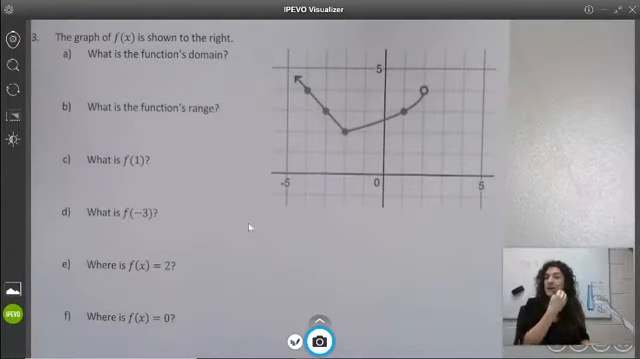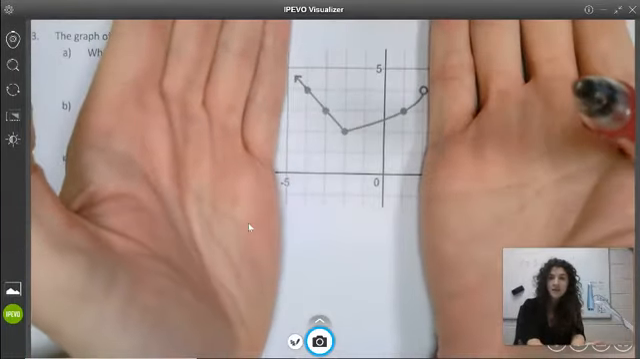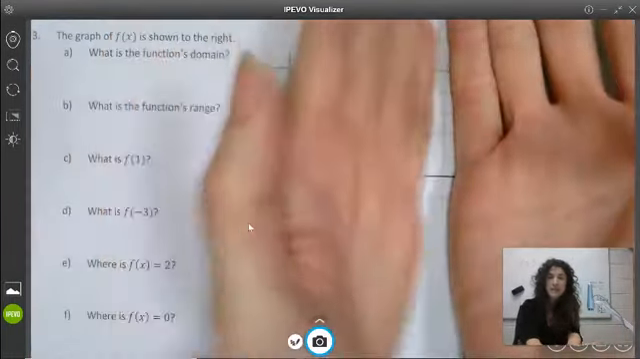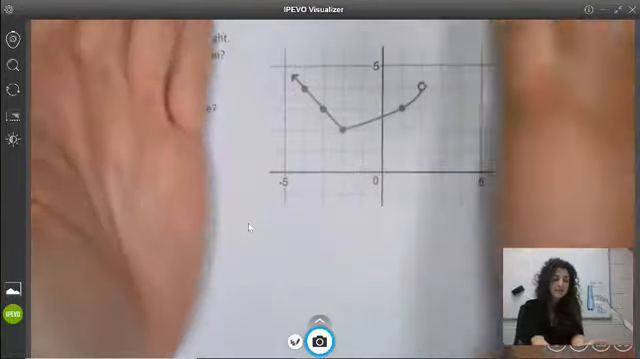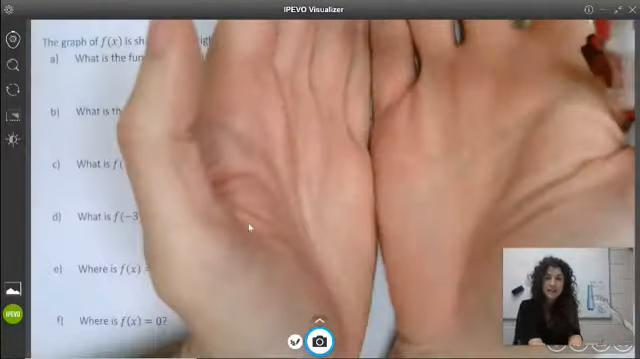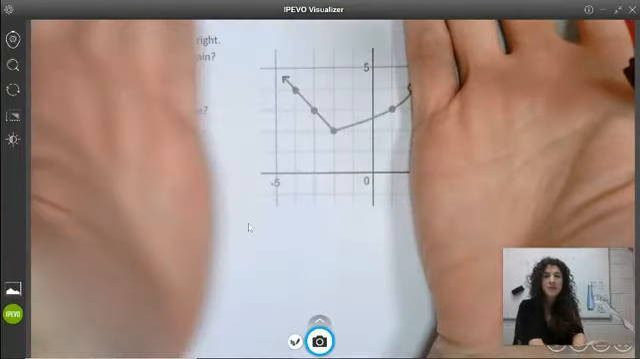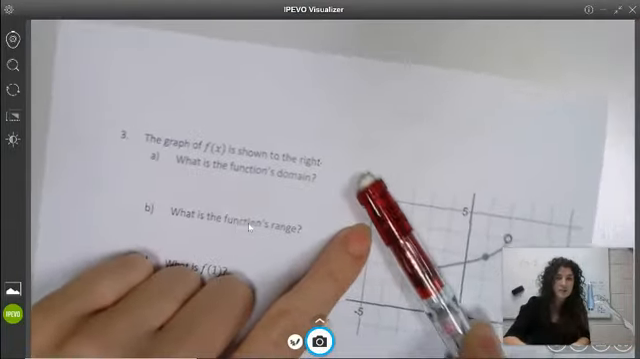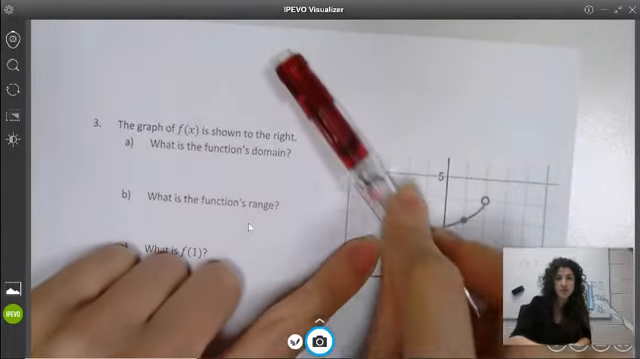Okay, so the function's domain. We're looking at the x values that are happening here. So we're looking at what's going on in the x-axis, or the idea of the doors closing in this manner. And hopefully you notice that with this arrow, that means that our x values never really end in this negative direction.